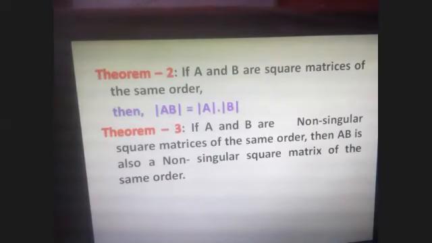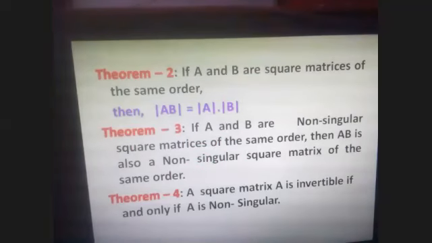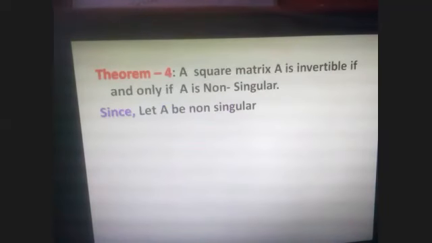Okay. Further we have, if A is a square matrix, A is invertible if and only if A is a non-singular matrix. That means every non-singular matrix will be invertible. If it is singular, it is not invertible. Let us see. This is to be established by a proof. Let me go for a proof.